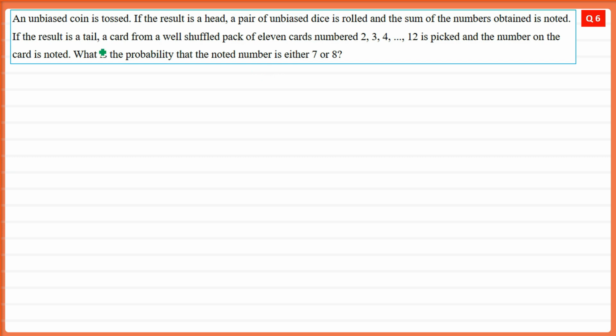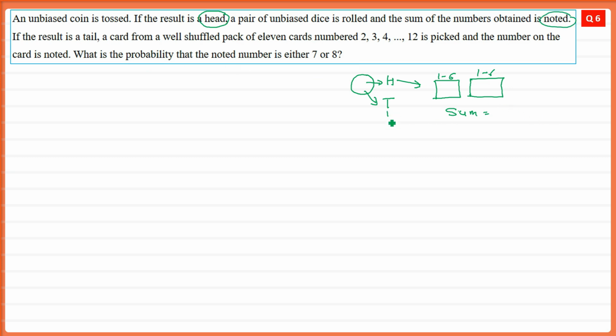Now it's a different kind of question, a good question. So first of all, we have a coin and this coin leads to two decisions. This coin can produce a head or can produce a tail. Now if head comes, then a pair of unbiased dice, that means two dice, are rolled. This is only happening when head is the outcome of the coin. So the sum of the numbers which appear on these dice has to be 7 or 8. So it can be a 7, it can be an 8.